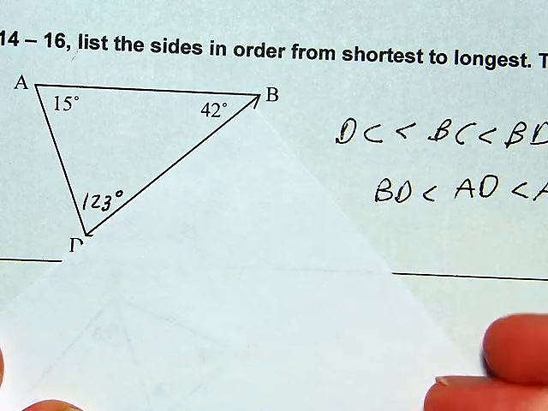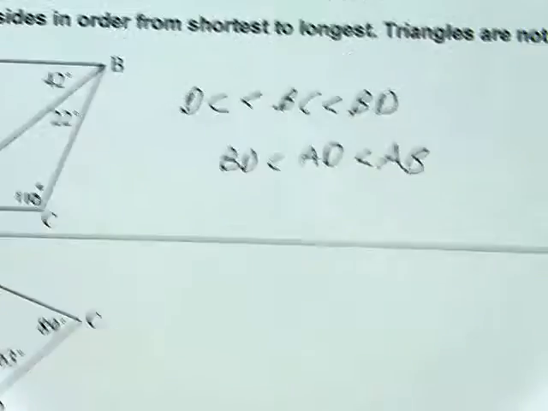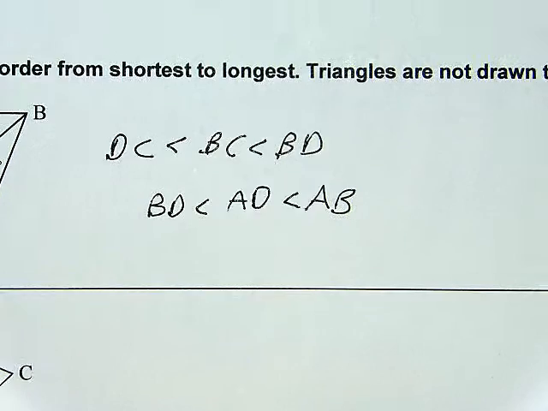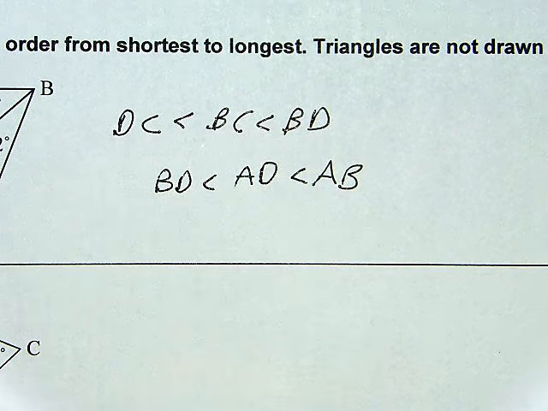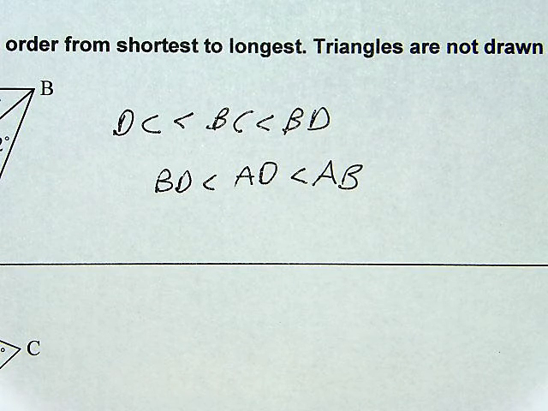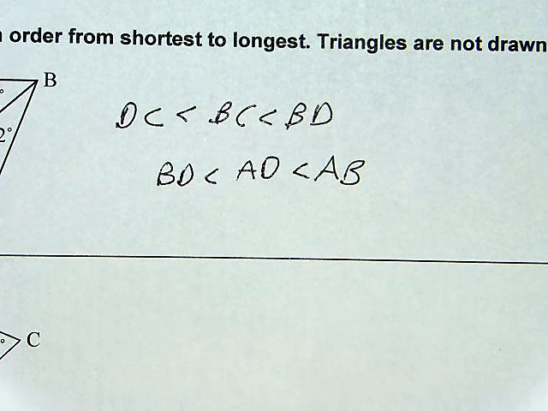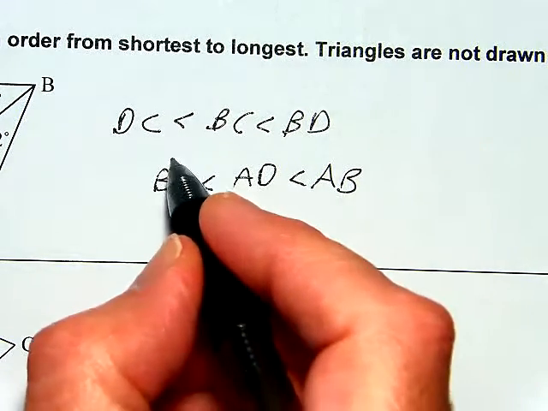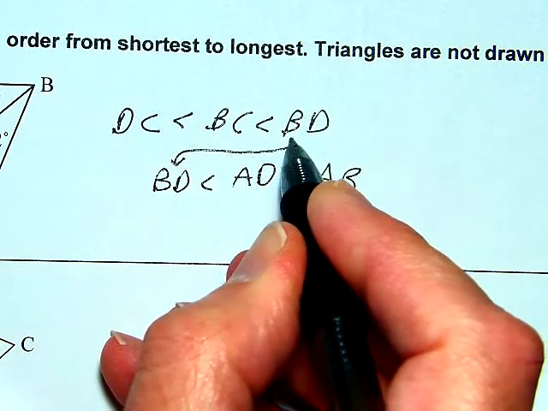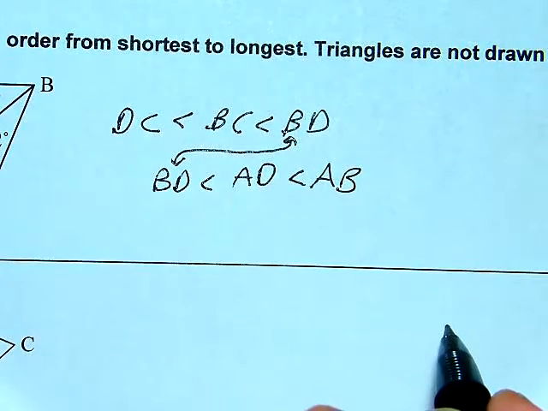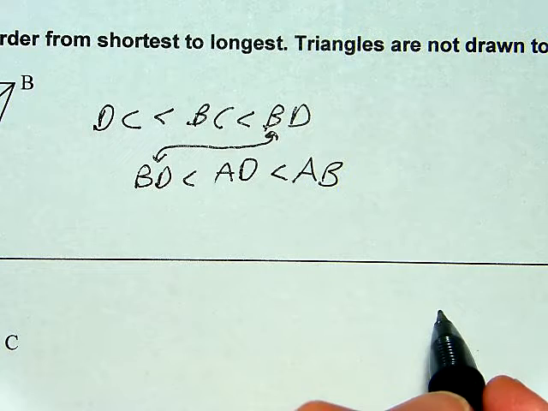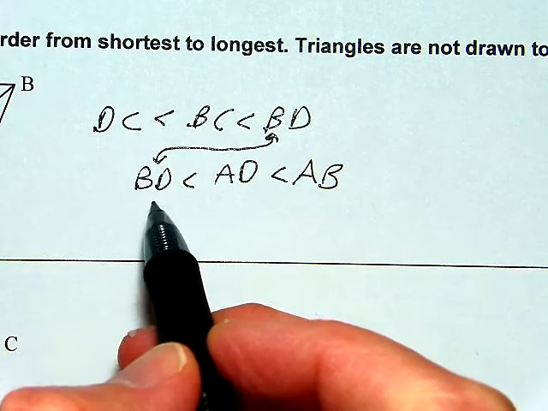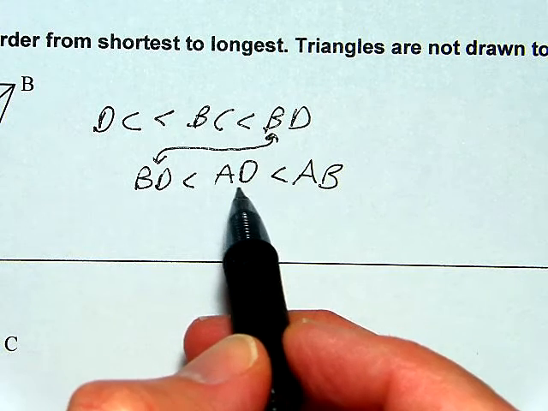Okay, well, I've got two sets of inequalities that have resulted. I've got to somehow combine these two. Is there a way that I can? Take a look at these and tell me what you think. Well, at least to yourself, think about what you can do. Okay, I think you'll notice that both inequalities have BD in common, right? They both have BD in common, so that BD is greater than BC and greater than DC, but BD is also less than AD and less than AB.